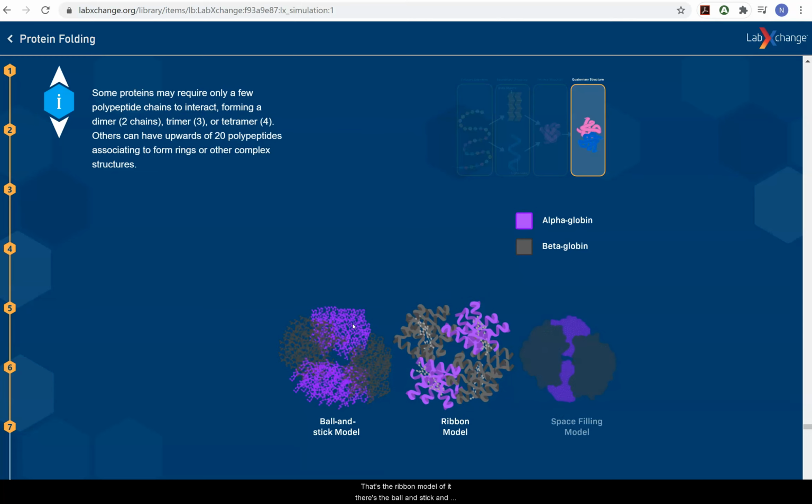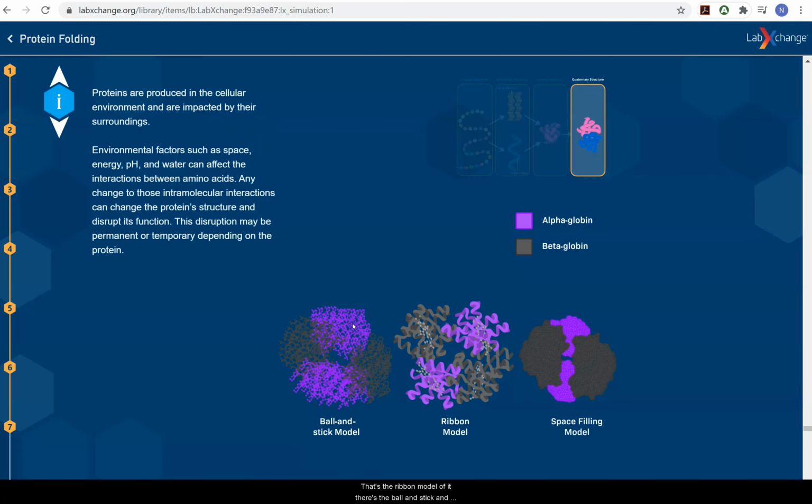So that's the ribbon model of it. There's the ball and stick, and then the space-filling model. All 3 of these are showing the same protein, or the same functional protein here. It just depends on how you want to view it for which type of model you might choose.